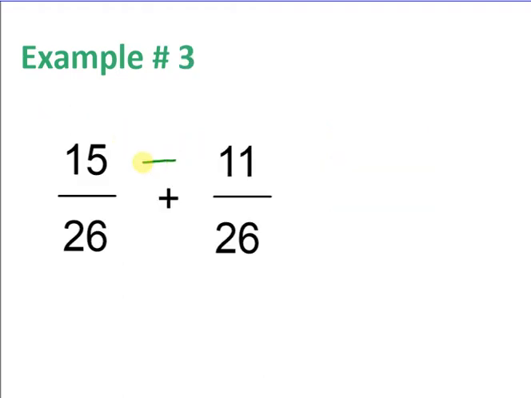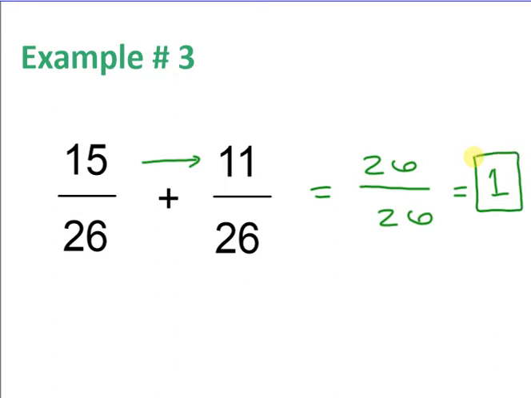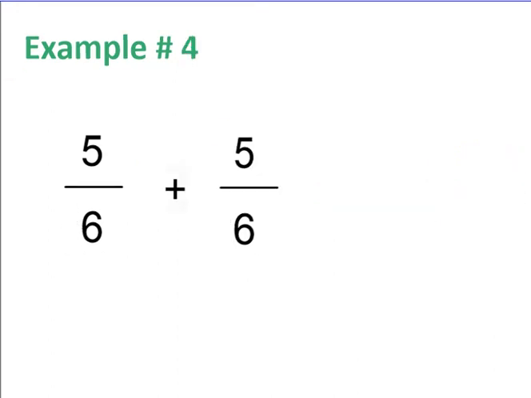All right, example number 3, I'm going to add the tops together. So 15 plus 11 is going to be 26. And bring the bottom over, which is 26, and that is going to simplify to 1 whole. And so 1 whole number is going to be your answer. All right, example number 4. So I'm going to add the tops together. 5 plus 5 is 10.